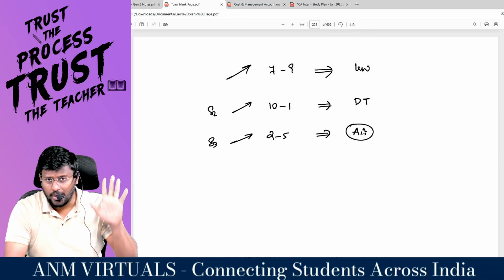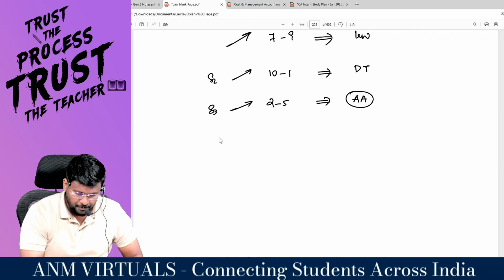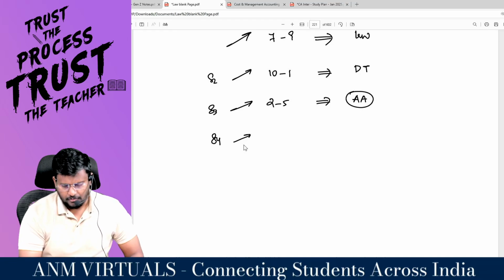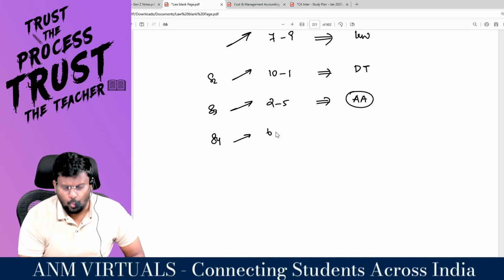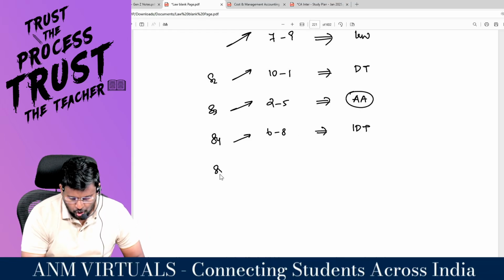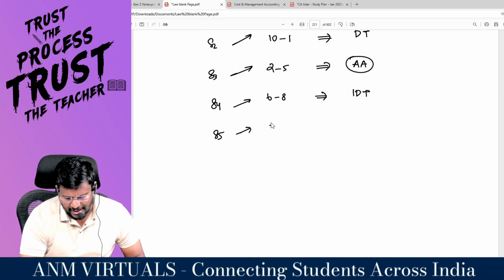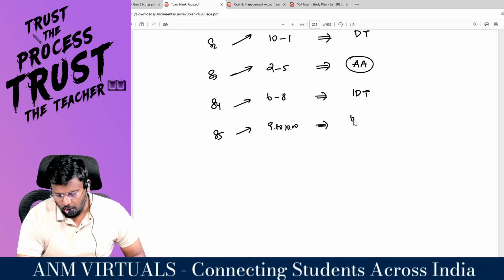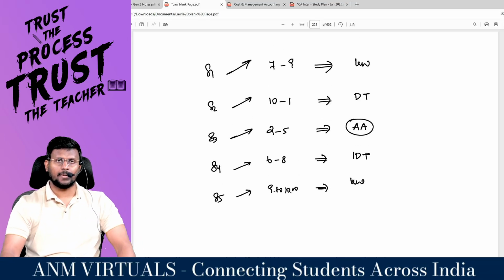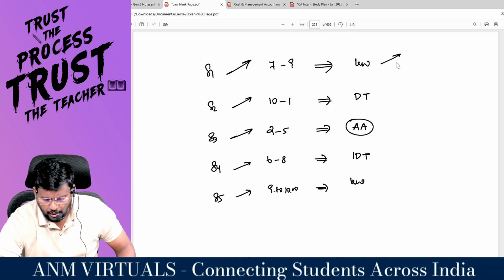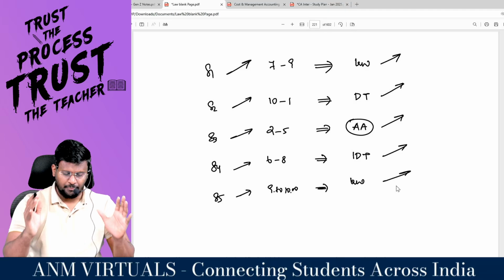So when you sit and practice advanced accounting from 2 to 5, that will be great. And slot number 4, after a 1.5 hour break, basically 6 to 8, if you complete IDT, then that will be right. Then slot number 5, 9 to 10 o'clock, the last one before you close your studies, law. Again you revise once again. So law, DT, advanced accounting, IDT and again law.